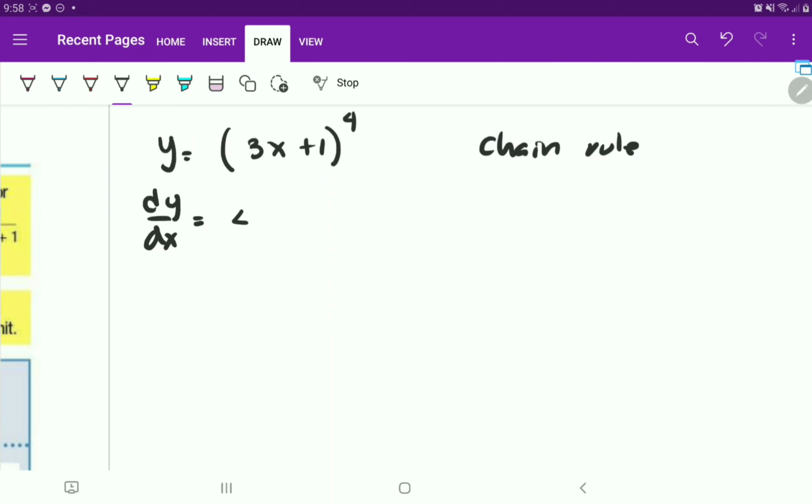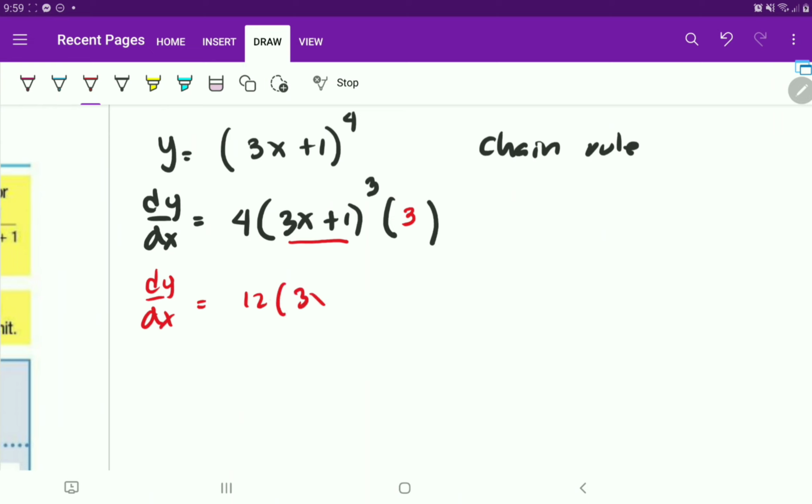So you have there now 4 times (3x plus 1) raised to 4 minus 1, which is 3. Then multiply by the derivative of the inside, and the derivative of the inside is equal to 3. So therefore the dy/dx is equal to 12 times (3x plus 1) raised to the power of 3.